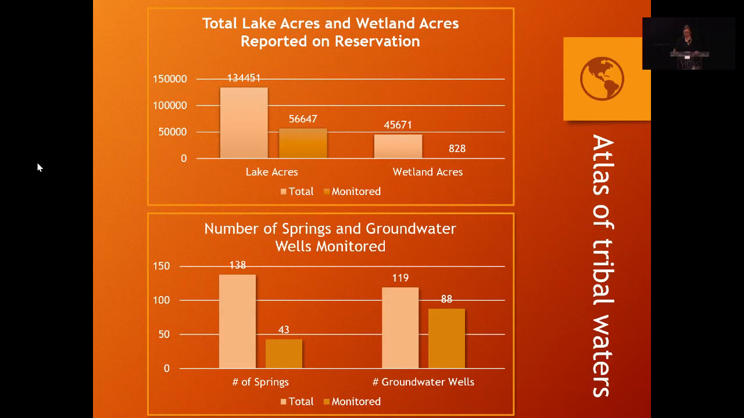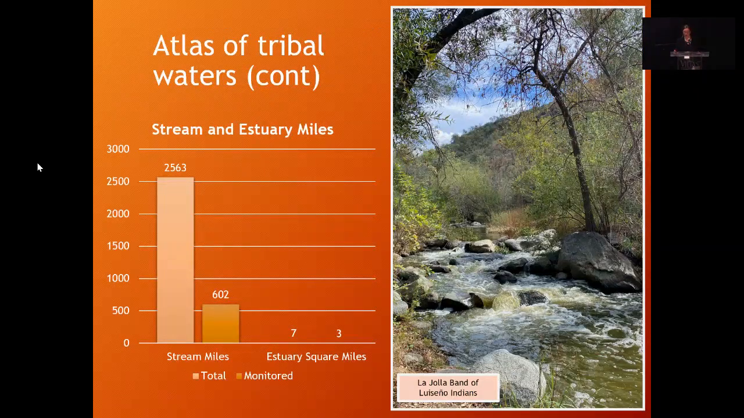And then I think this may be the last of the summary slides. Yeah. And then the last one I have is for stream and estuary miles. So again, the larger number is the total on the reservations, and then the smaller number is the amount monitored for both streams and estuaries. Not too many estuaries monitored, which makes sense.